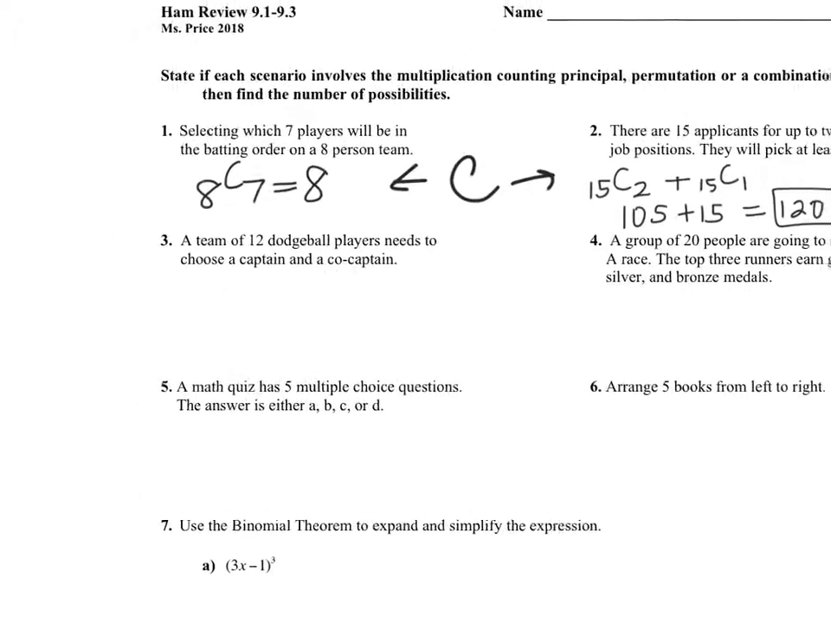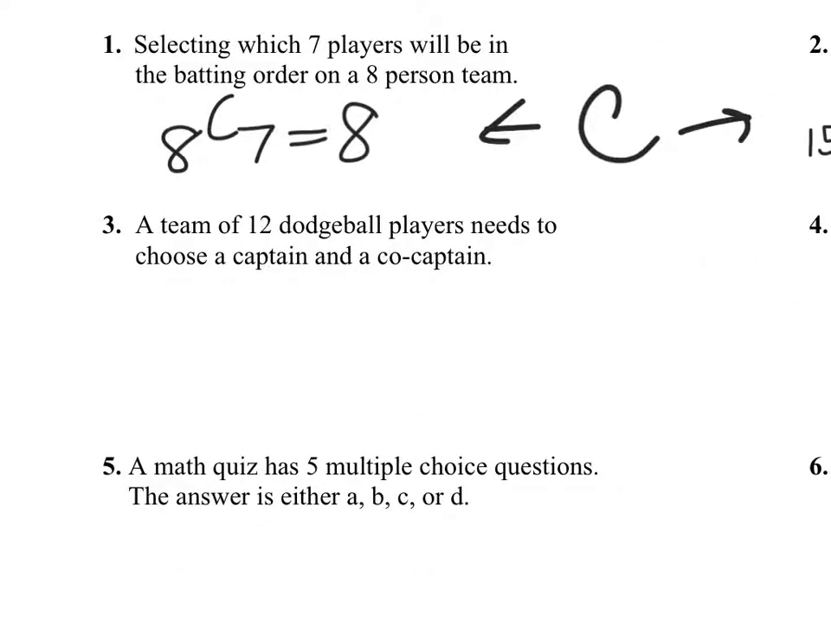Now with permutations, you can use permutations or you can use the multiplication counting principle. So if you said it was the multiplication counting principle, someone else said permutations, you're actually both right. So let's take a look. A team of 12 dodgeball players needs to choose a captain. Now the captain is better than the co-captain here, like the president and the vice president. And so this would be permutation or combination?